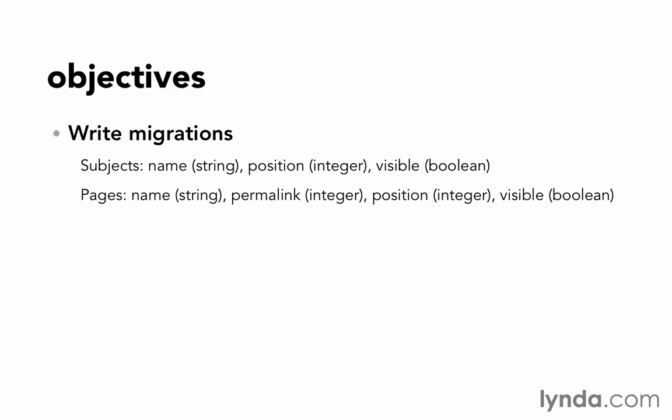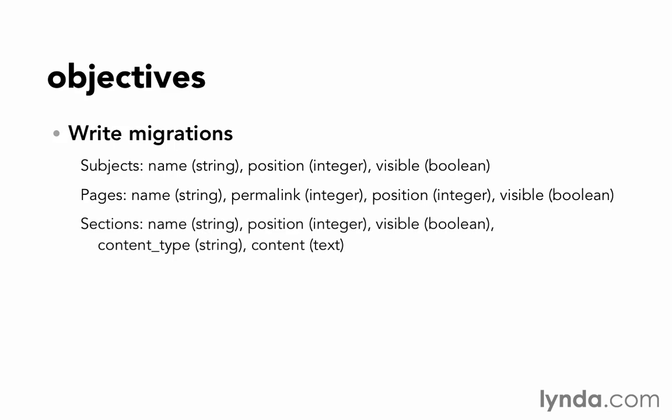The sections will also have name, position, and visible, but they'll include content type and content. Content type is what kind of content will go in this section, and content is the page content itself. That goes in a text column because it can be quite long. Don't forget to add the foreign keys that we just talked about. Those aren't included in this list. And then you'll need to add indexes. I will give you a hint. I would add in 3 additional indexes, none of which would be on the subjects table.